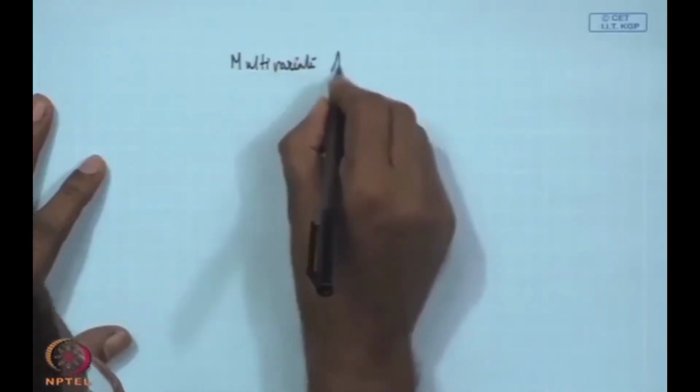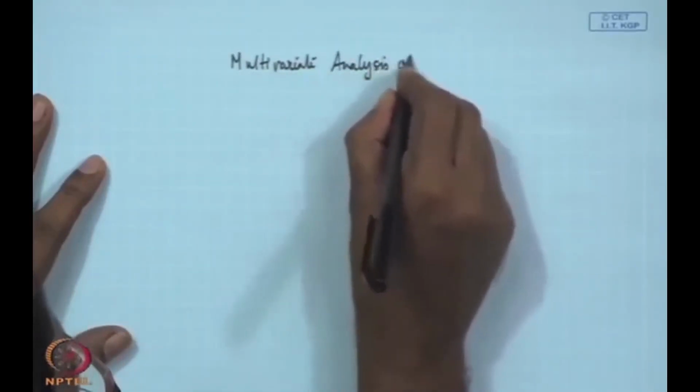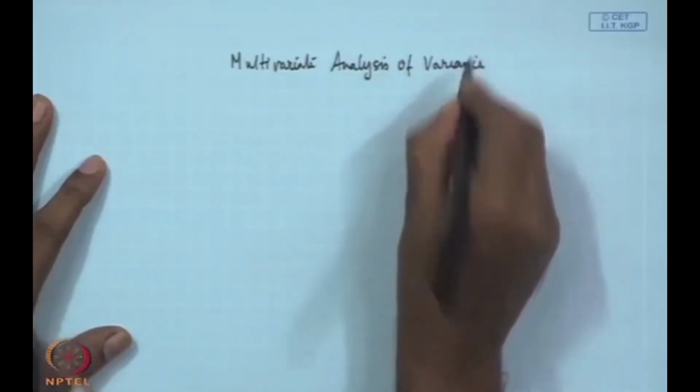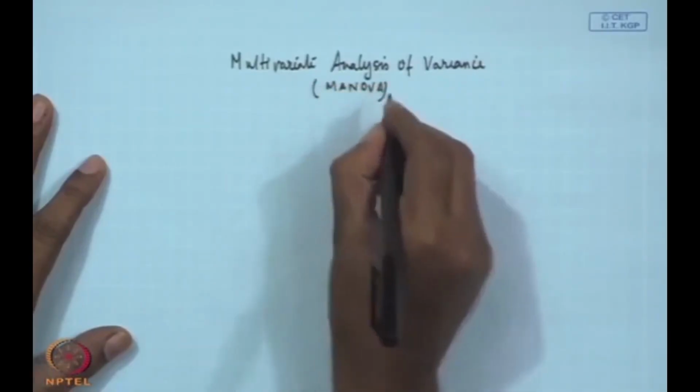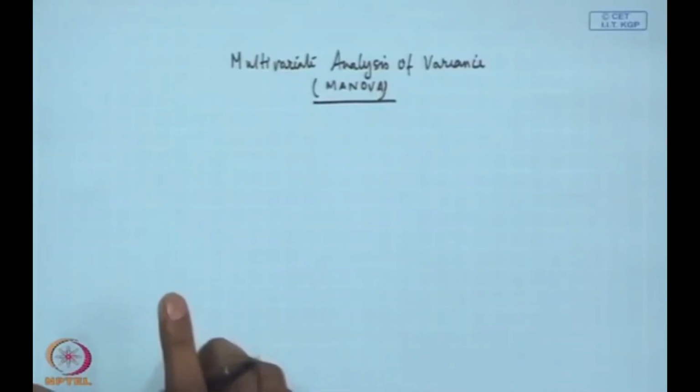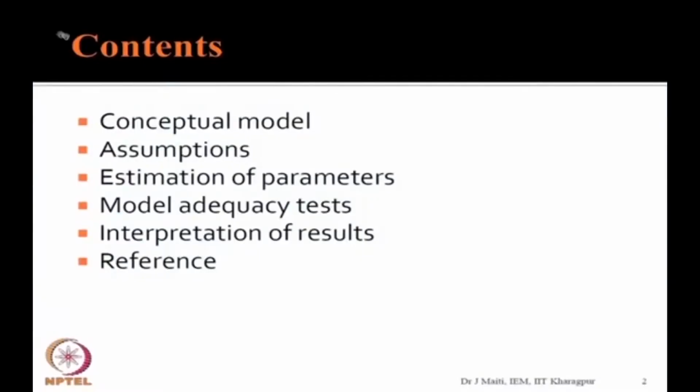Multivariate analysis of variance, which is popularly known as MANOVA. Today's contents are the conceptual model for MANOVA, assumptions for MANOVA modeling, estimation of parameters, model adequacy tests, interpretation of results and references. We will see how much is possible to complete today, and the remaining portion we will be completing in the next class.